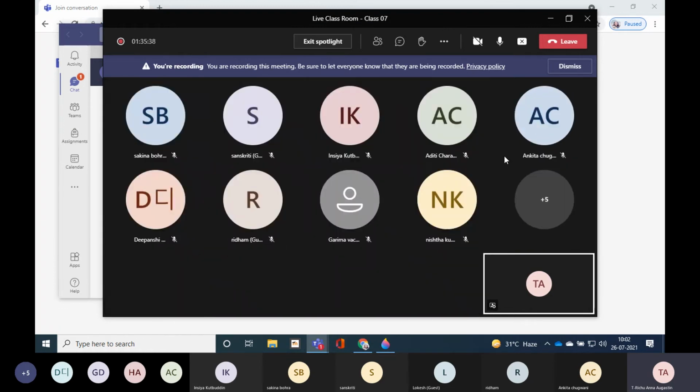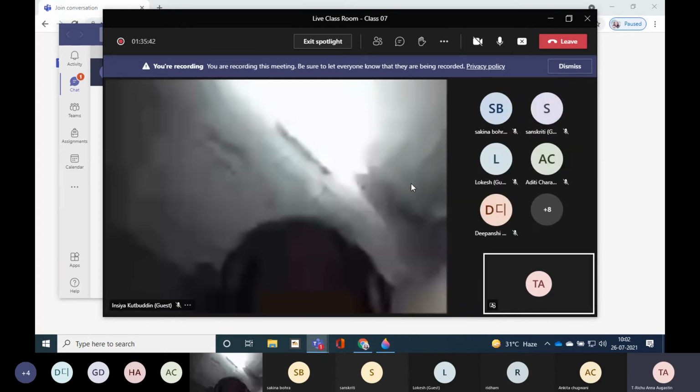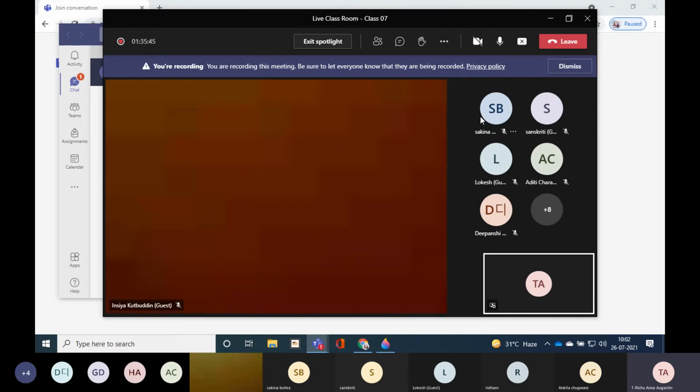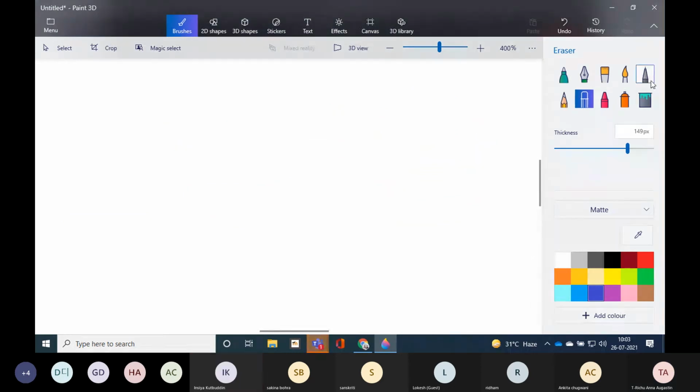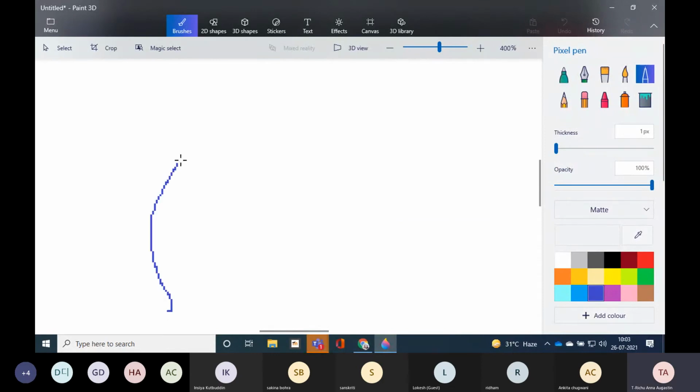Now talking about muscular tissue, it is made up of muscle cells. Muscular means it will contain muscles. Now these muscle cells are spindle shaped. Spindle shaped means, I'll draw and show you. Spindle looks like this.